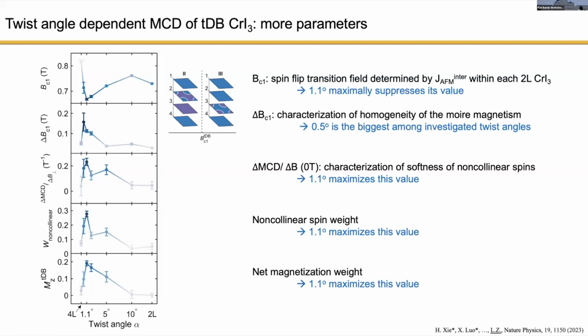So its effect is more than just at the interface. And then the width of the critical field, however, peaks around 0.5 degree, which we don't understand. But the slope of this gradual change also peaks at 1.1 degree. So this points us to the idea that 1.1 degree perhaps is special. So then we look with more care here.